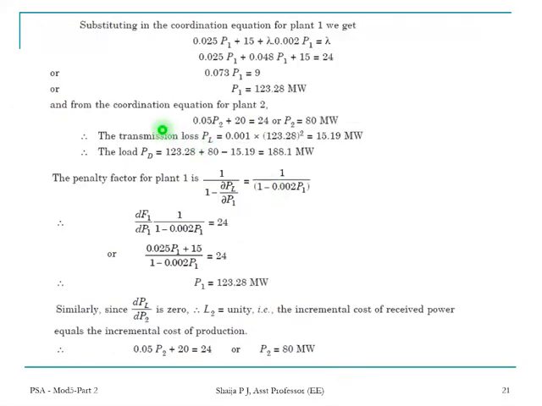So the second coordination equation, 0.05 P2 plus 20 is equal to 24. Solving that, we'll get P2 as 80 megawatt. And transmission line loss, PL is equal to 0.001 into P1 square. P1 is 23.28 square, it's equal to 15.19. And the total load, PD, is equal to P1 plus P2 minus PL. So you'll get it as 188.1 megawatt. Okay, and this is the solution.